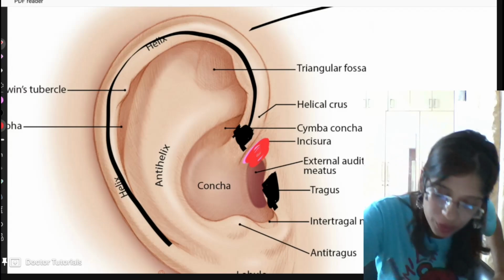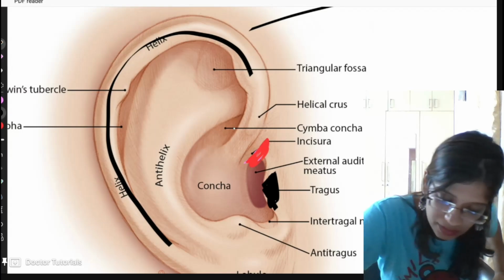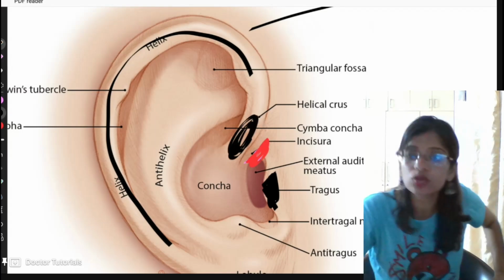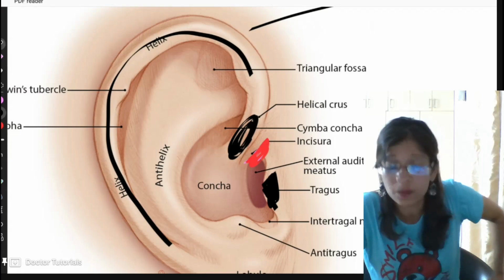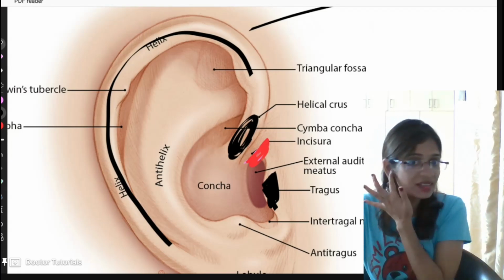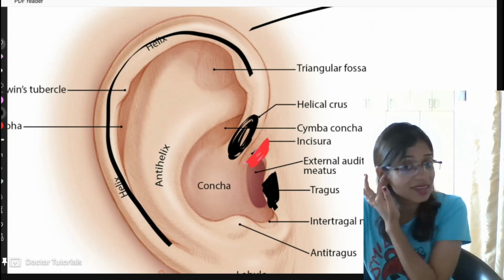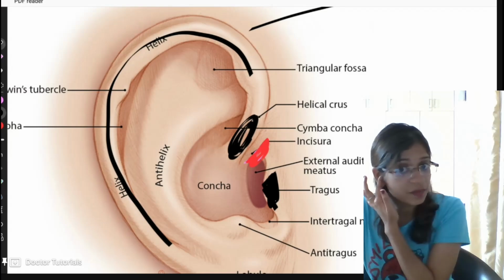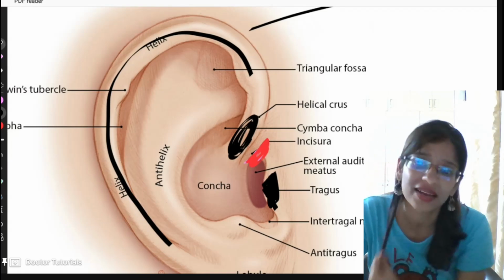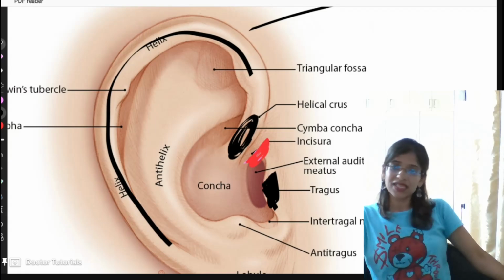You understood what you mean by root? This area, see this area, that is the root of the helix or crux of the helix. So between that part and the tragus, there is a depression. You can feel it. Okay, touch. Yeah, that area is called the incisura terminalis. Very important. What is it?